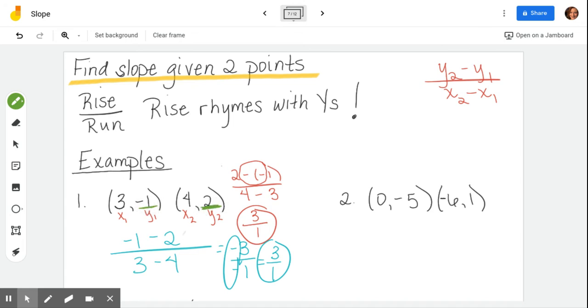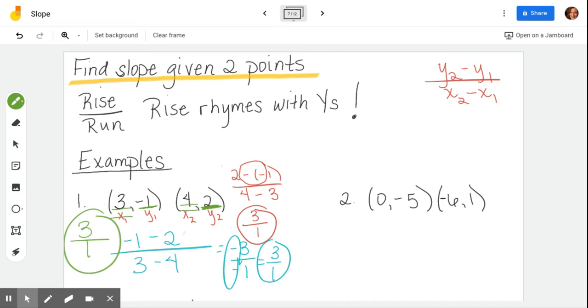To get from -1 to 2, it takes me 3 moves. Then I look at my x's. To get from 3 to 4, it takes me 1 move. 3 over 1 is my slope. It's all the same. It's just different ways to think about it, different ways to look at it.